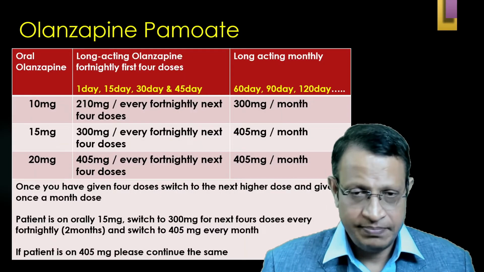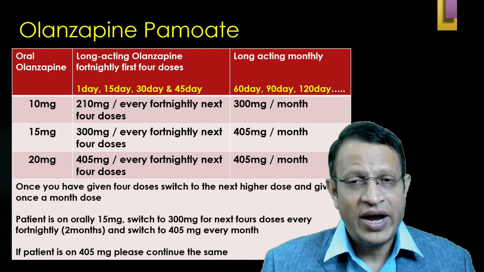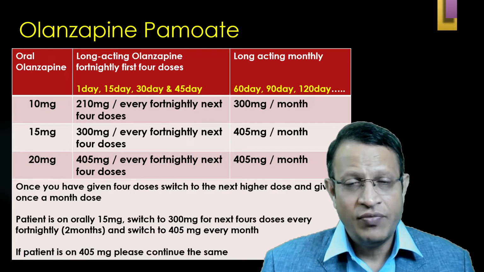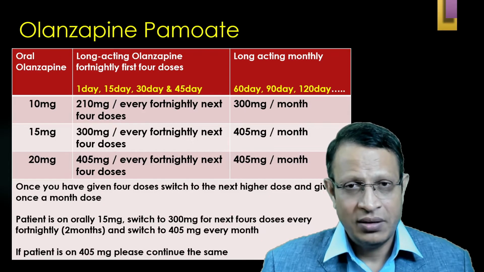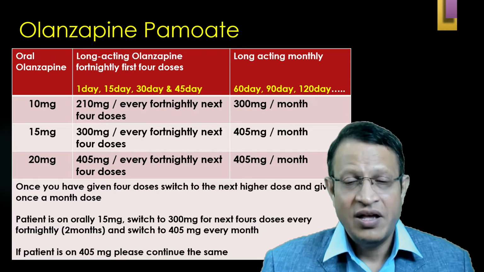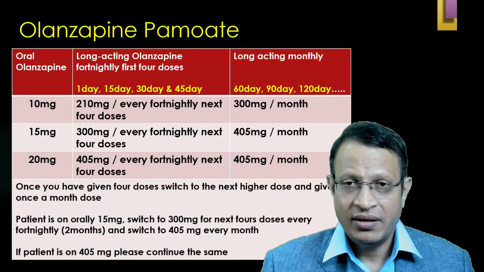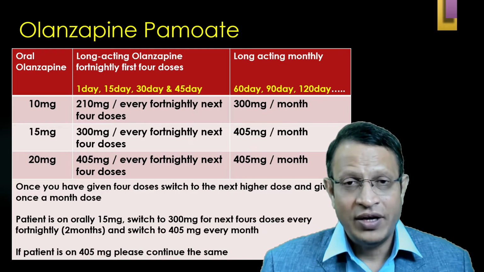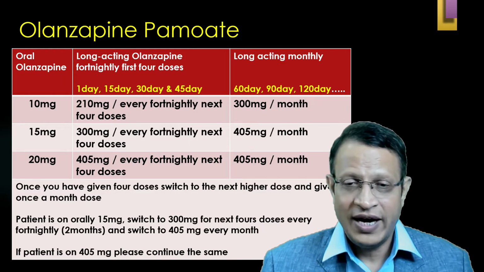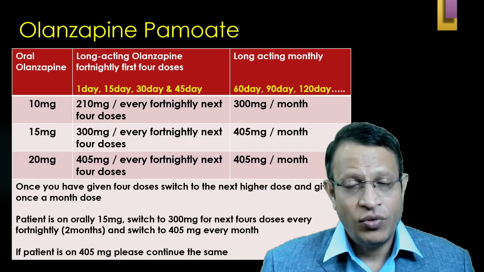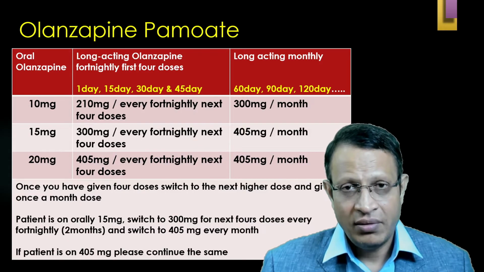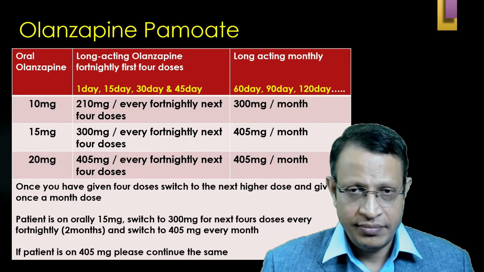Let's understand this. If you look at this table, the first column is oral olanzapine converted into injectable olanzapine. First 4 doses, that is first day, 15th day, 30th day, and 45th day. It is given once fortnightly. After the 4th dose, you will shift to the next higher dosage and give a monthly injection.